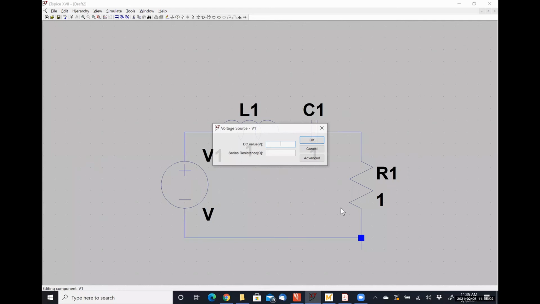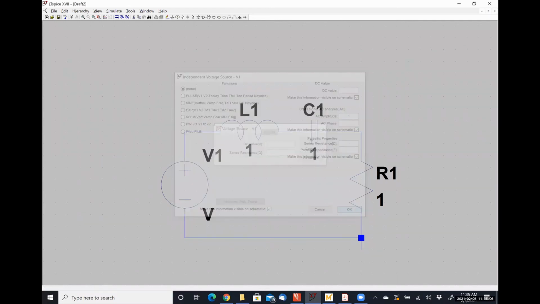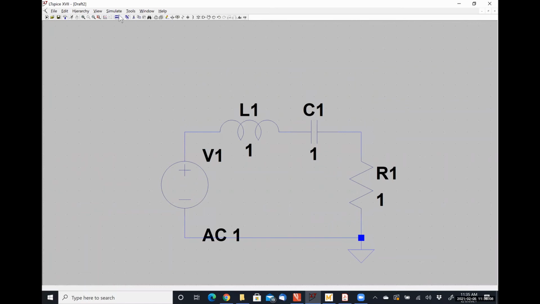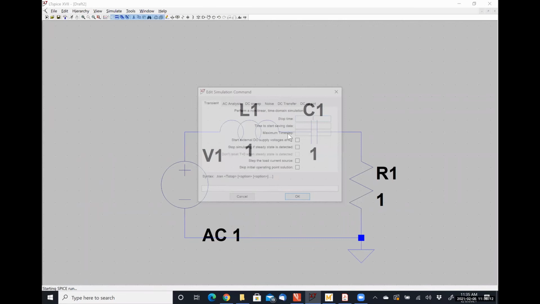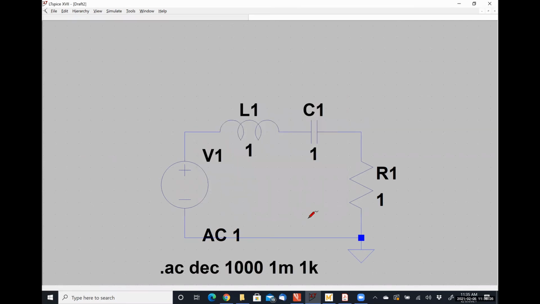Doing my AC analysis, so I just put my AC amplitude as 1. Need to throw ground here. AC analysis, going to do decade, 1,000 points per decade. Start it at 1 milli, end it at 1K. It's out of the way.